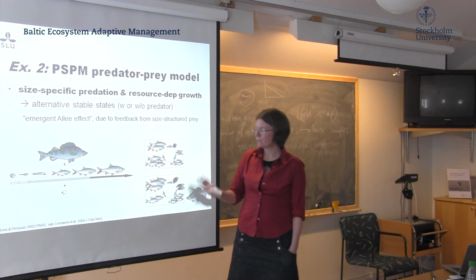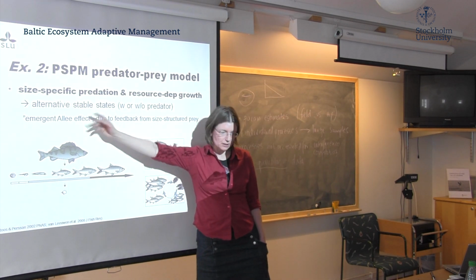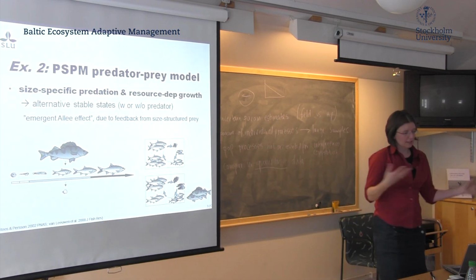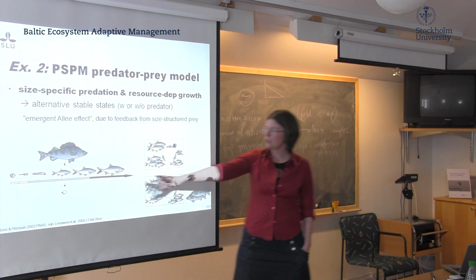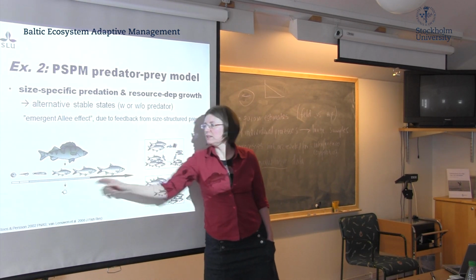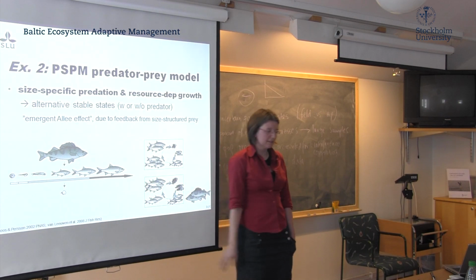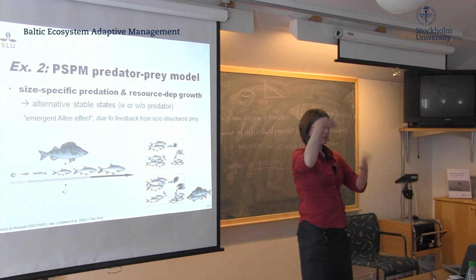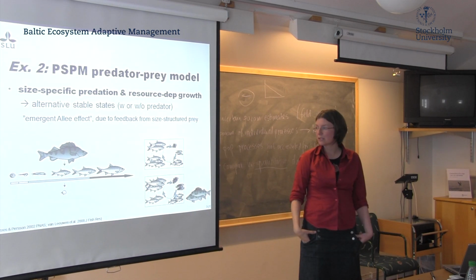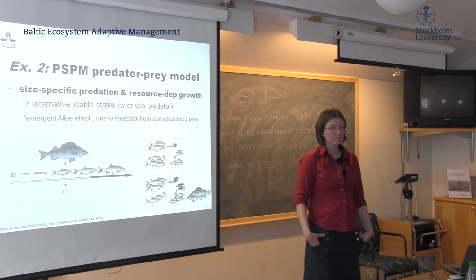And that's why you could end up with this alternative stable states, with and without the predator in the system. And that was called the emergent Allee effect. That's what they called it. So that's the thing where you can see how the size-specific predation on a particular size and the feedback on resource-dependent growth of these guys and size-dependent growth creates these two different types of communities. So it does matter. You don't see this if you don't account for the size-dependent processes.